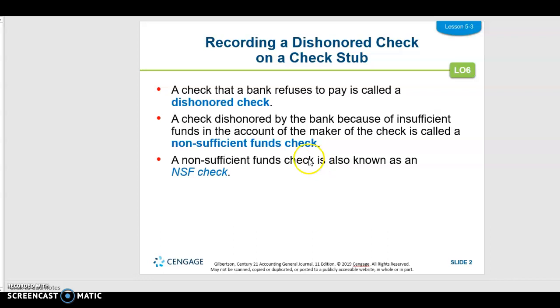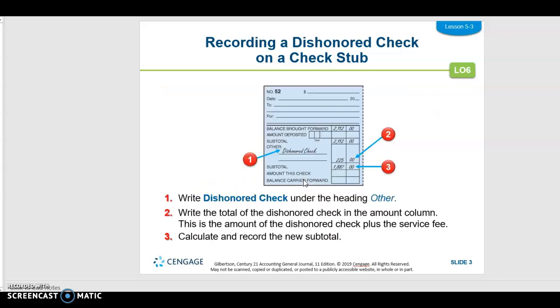So a couple definitions here. A dishonored check is any check that a bank refuses to pay. So maybe they post-dated it, or maybe they scribbled something out, for some reason they did not want to pay that check. A check dishonored by the bank because of insufficient funds is called a non-sufficient fund check. That means somebody tried to write a check for, let's say, $100, but they only had $20 in the bank account. A non-sufficient fund check is also known as an NSF check, for short.